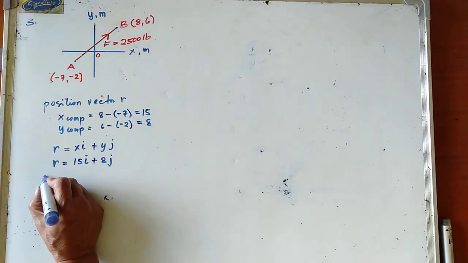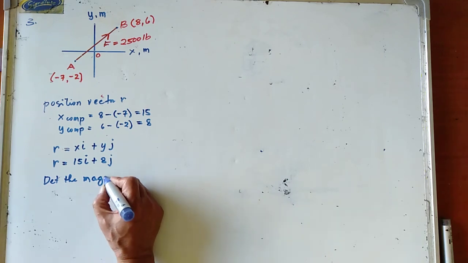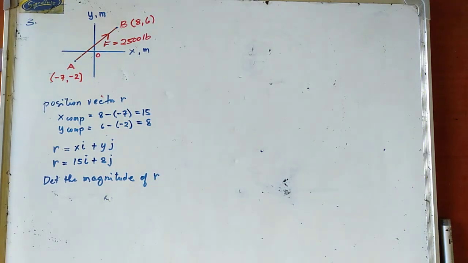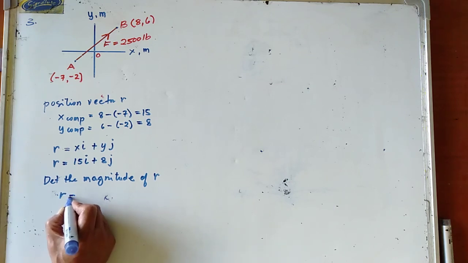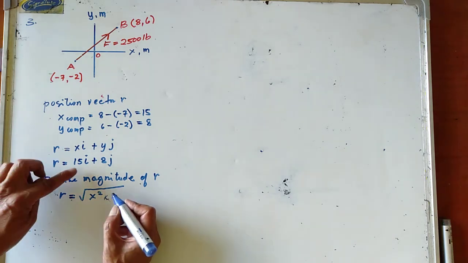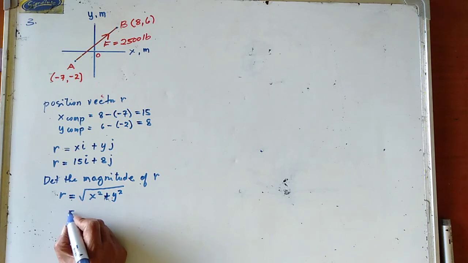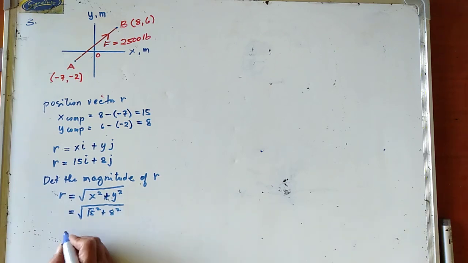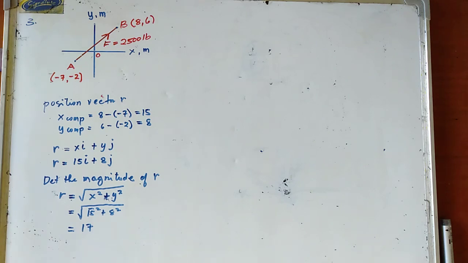Let's now determine the magnitude of the position vector r, written not in boldface. This is equal to the square root of the x component squared plus the y component squared. This is therefore equal to the square root of 15 squared plus 8 squared, so that is equal to 17.